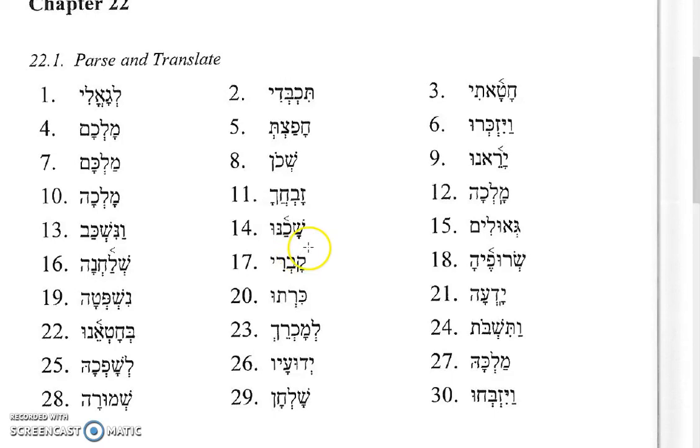is a shortened form that would have had two nuns and a shewa under the first nun, but the new ending has back assimilated into the nun that's at the end of the root. And so this is a Qal perfect first common plural, we dwelt.